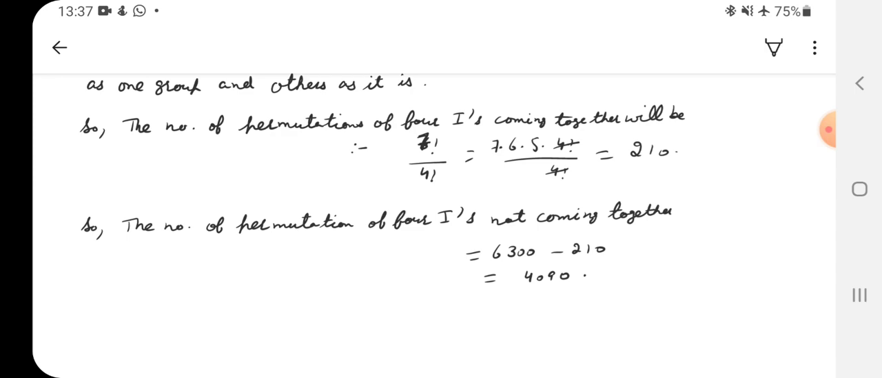So this completes your permutation chapter. Just revise all the questions of the permutation chapter, and if you feel any problem in the permutation exercise, you can consult with me anytime. Thank you.